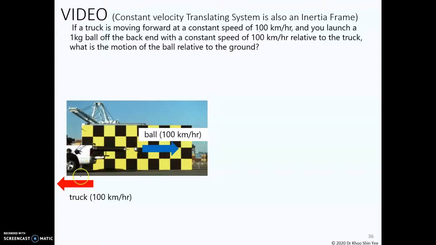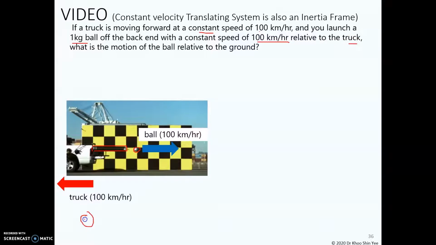In this example, you have a truck moving forward at 100 km per hour, and this speed is kept constant. There is a launcher on the truck which is used to launch the ball in the opposite direction. The ball is 1 kg and is launched at 100 km per hour relative to the truck.